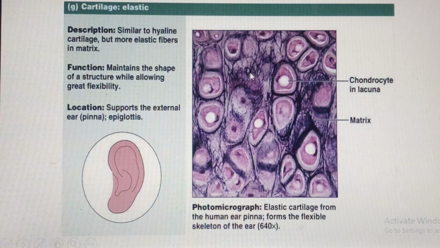We said that it's a fresh section. Yes, we are going to see that kind of yellowish appearance, and that is why sometimes we usually use the word yellow elastic cartilage.